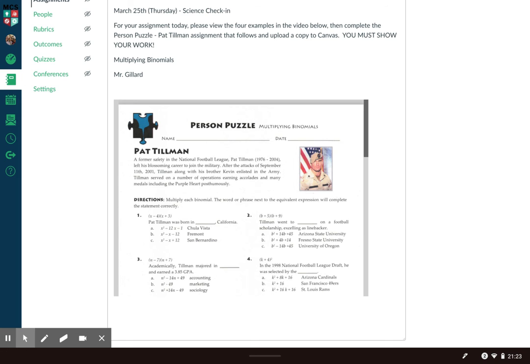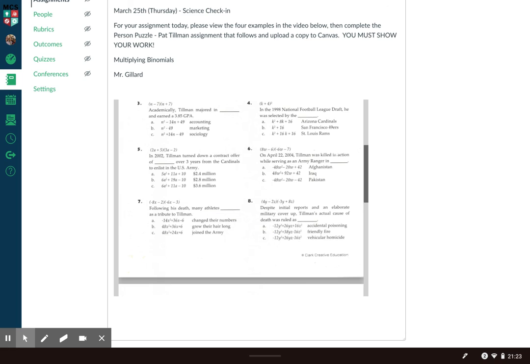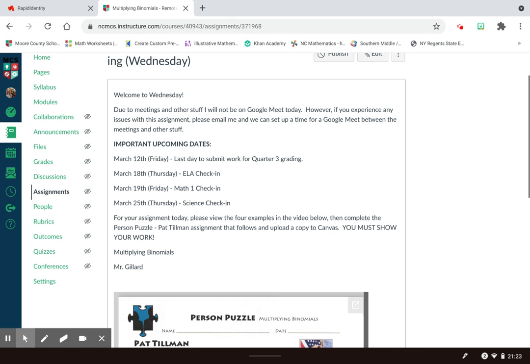So, when you're doing this person puzzle on Pat Tillman, each of the examples that I showed you, you should find problems in this assignment that will match each of those examples. Okay? So if you need me, please email me and we can set up a Google Meet time, or I can try to answer your question through email.